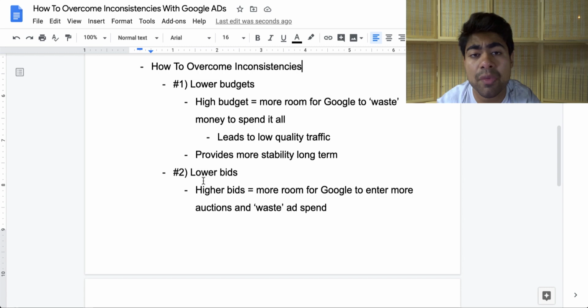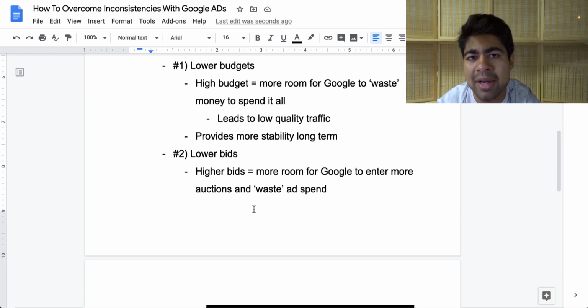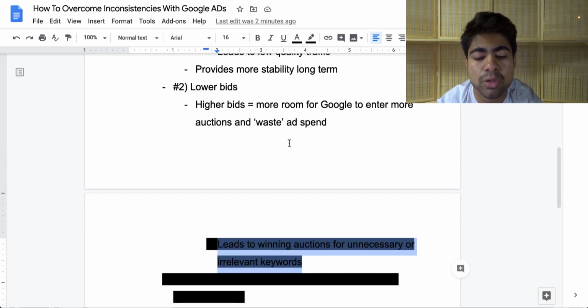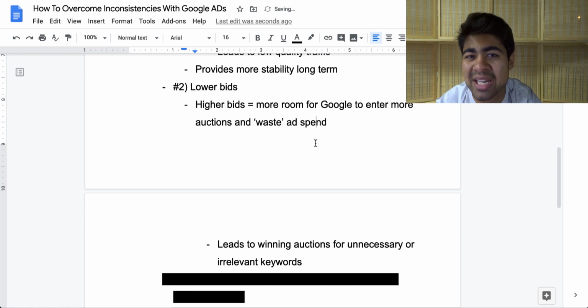Number two thing is lower the bid, because again, with a higher bid, there's more room for Google to just enter any kind of auction it wants, and it doesn't really matter at that point what keyword it's ranking for, because again, it wants your money, and this is going to in turn lead to more wasted ad spend for you. So you really don't want Google just unnecessarily spending your hard-earned money. So you want to lower the specific bid maybe by 5, 10, even 20 cents, depending on what your bid is at the moment.